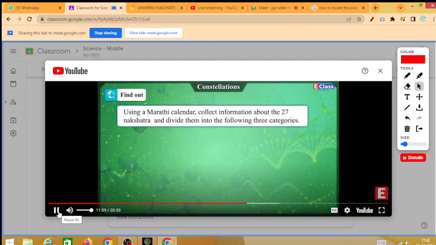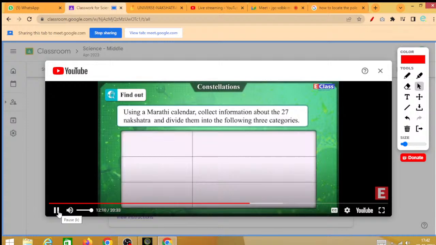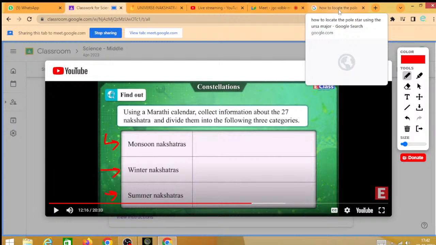Find out. Using a Marathi calendar, collect information about the 27 nakshatras and divide them into the following 3 categories: monsoon nakshatras, winter nakshatras, summer nakshatras. Okay. So now we already know that we cannot see all nakshatras all the time. So they are divided into 3 types: monsoon, winter and summer nakshatras. Okay? Just how to find the nakshatra on the map, I mean on the calendar.